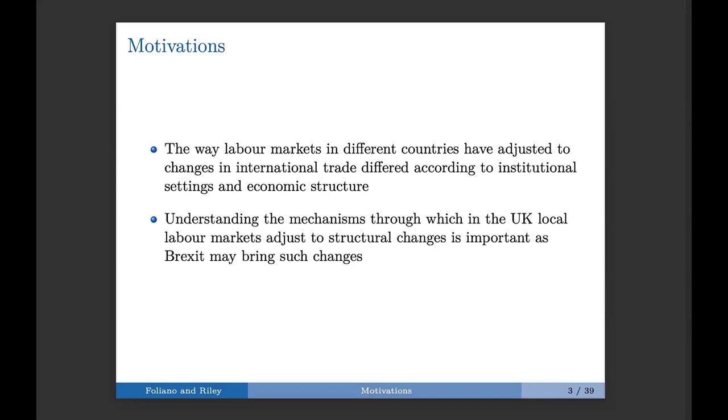Well, what is interesting is that the way labor markets in different countries have adjusted to change in international trade differed according to institutional settings and the economic structure of the country. And understanding the mechanisms through which in the UK local labour markets adjust to structural changes is important, in particular because Brexit has already started to bring some of these structural changes already, but also because the green transition is likely to bring more, and now after 2 years of pandemic we might face other challenges. So understanding how the local labour markets adjust to employment shocks is important because it can help designing more targeted policies that can contrast the inevitable inequalities that come with the structural changes in the economy.